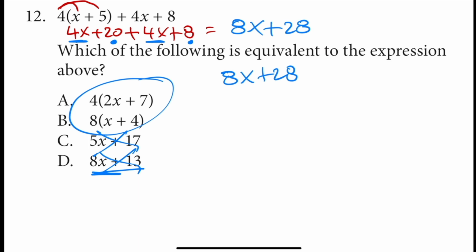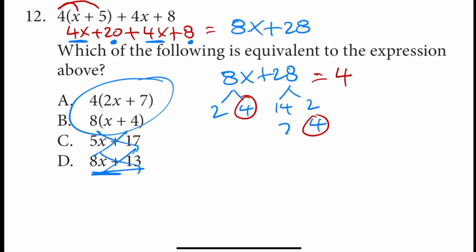Is there any common factors between the 8 and the 28? 2 times 4, 14 times 2, 7 times 4. So a greatest common factor between the 8 and the 28, as I can see, is the 4. So I get 4 as my common factor. Then I'm going to divide 8x divided by 4, which is going to give me 2x.